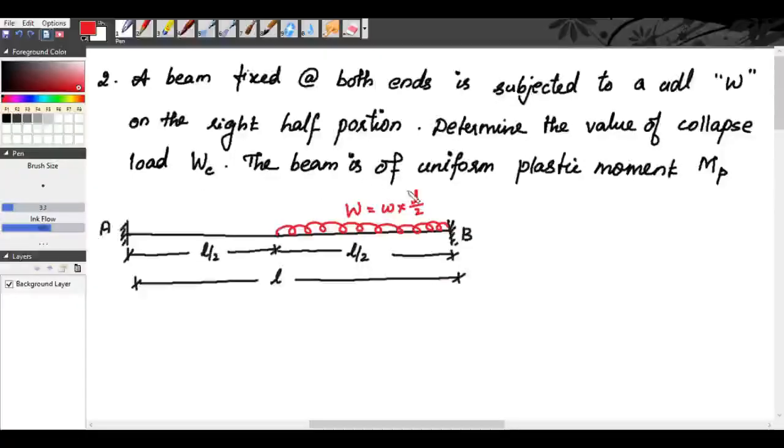Now, as usual, our first step is find the statical indeterminacy R. So here, statical indeterminacy is equal to, you have two unknowns at A and two unknowns at B. So totally 4 minus static equilibrium for a beam with vertical load is 2. So statical indeterminacy is 2.